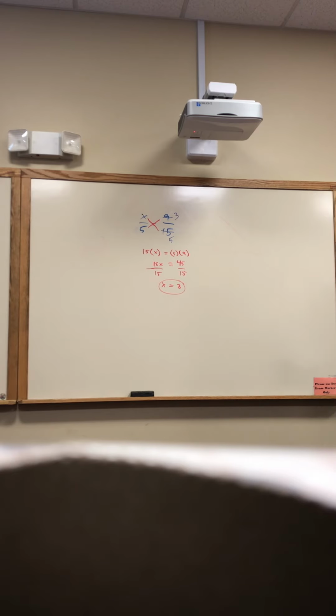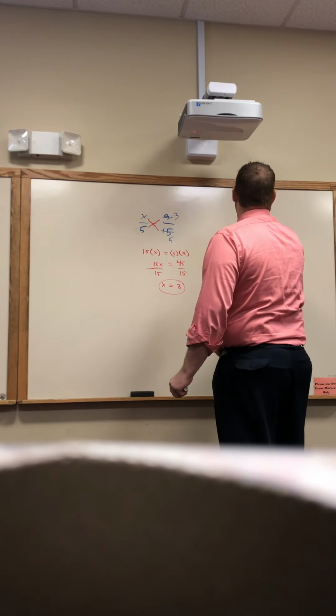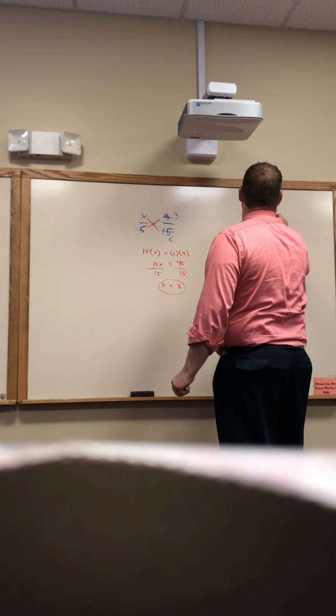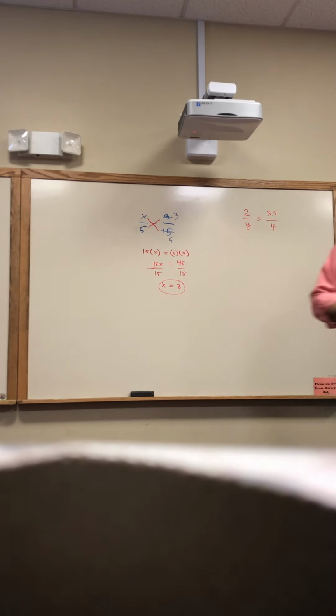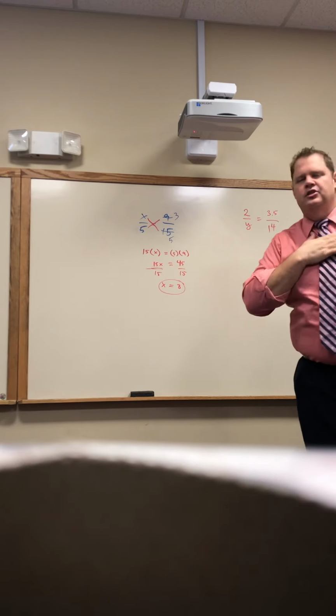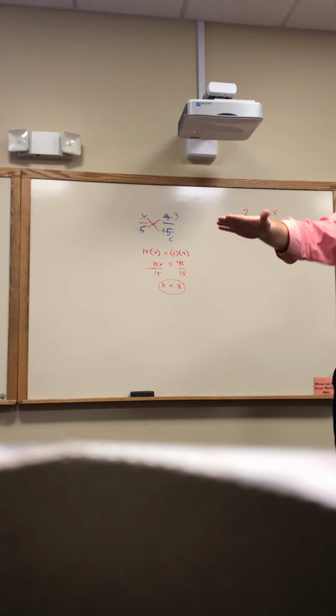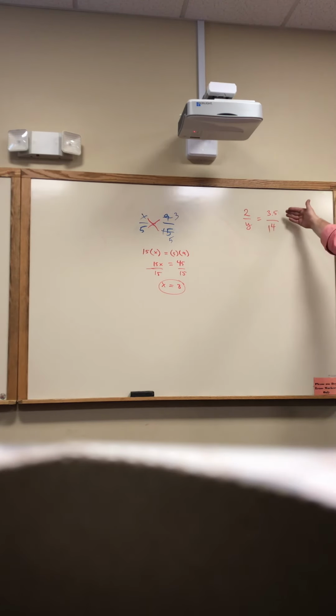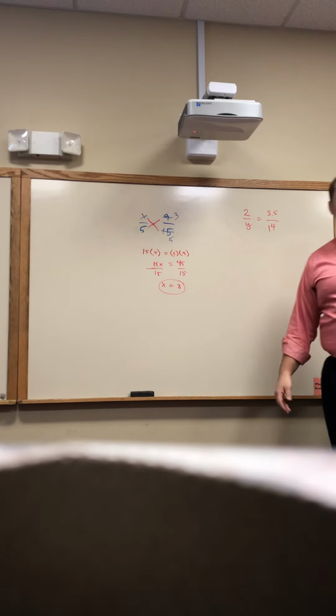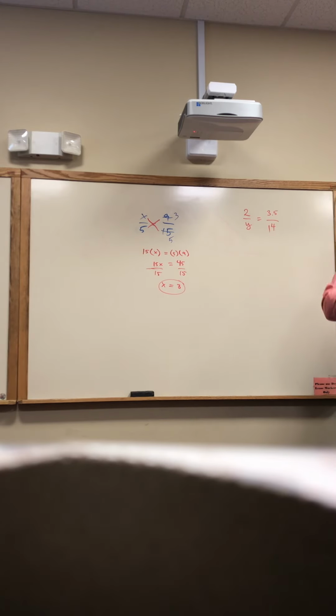Okay, so let's look at the next one. 2 over y equals 3.5 over 14, sorry. All right, so let's solve this. What do we do? Either cross multiply or, if you can cancel top and bottom, I always suggest doing that. That's my suggestion. You don't have to. Can you cancel top and bottom? Yes, you can.